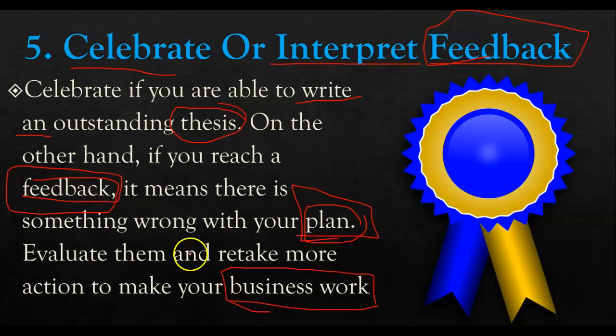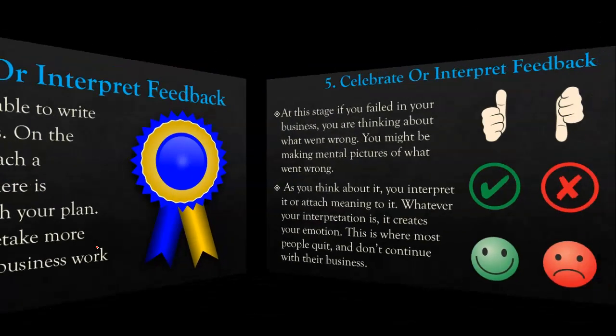Because there's a definition for insanity. The definition for insanity is doing the same thing over and over, hoping to get a different result. You cannot succeed by doing the same thing over and over, hoping to get a positive result. That is called insanity. So what do you do? If you get a feedback, the magic word is re-evaluate. Evaluate the plan which did not work out and change the plan.